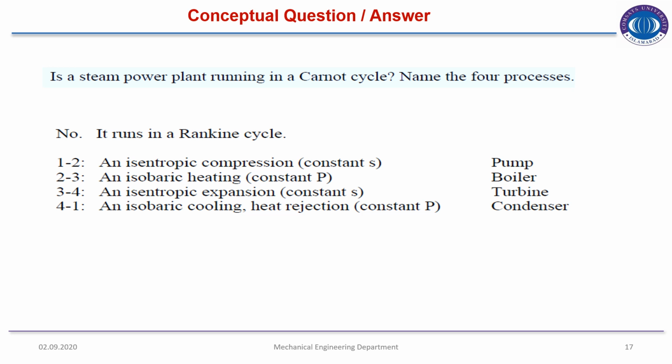So if the steam power plant is running on a Carnot cycle, name the fourth process. A steam power plant is not run on the Carnot cycle, it runs on the Rankine cycle. The processes involved in the Rankine cycle are isentropic compression in the pump, isobaric heating in the boiler, isentropic expansion in the turbine, and isobaric cooling in the condenser.